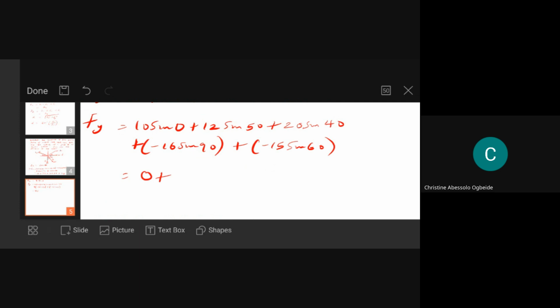What is 12 sine 50? 9.2. So I'm going to write down 9.2. Now I have 20 sine 40 plus, what is 20 sine 40? What would that give us?